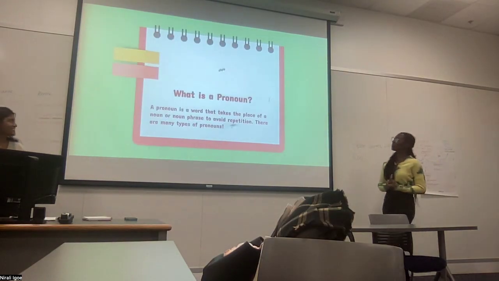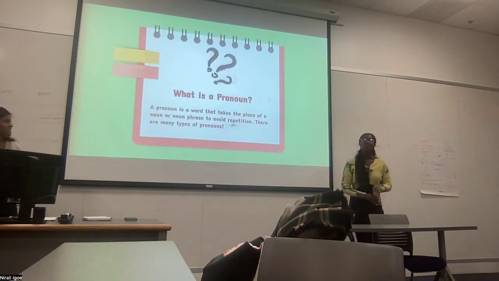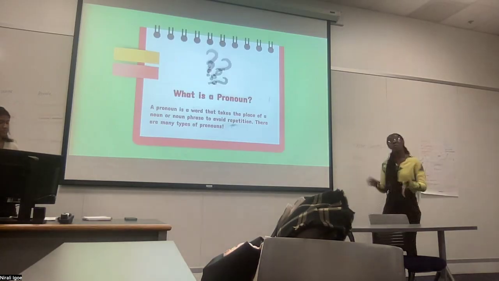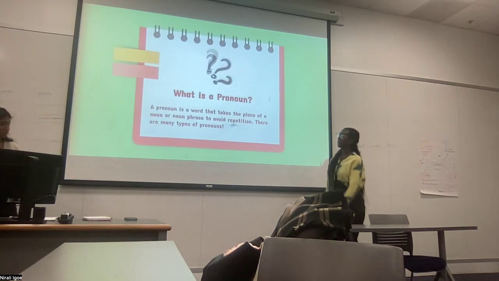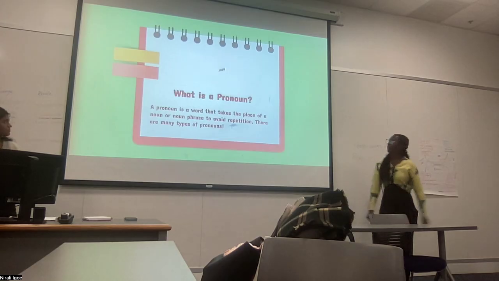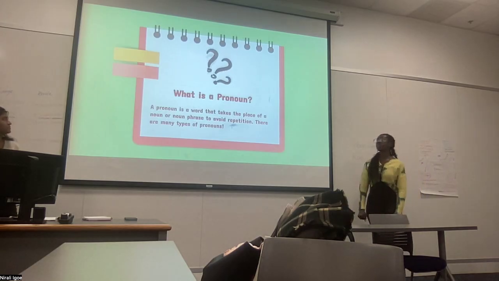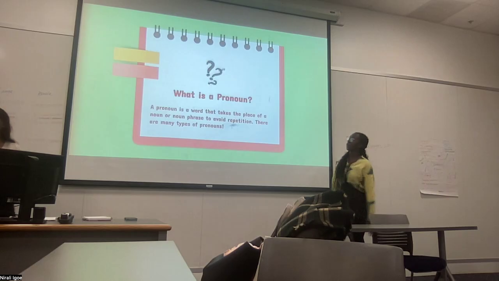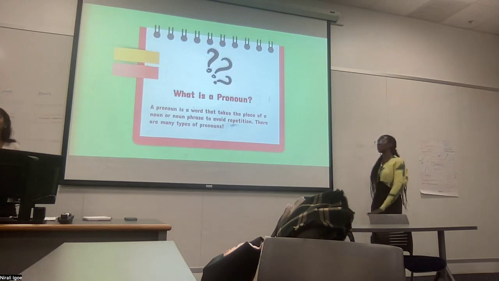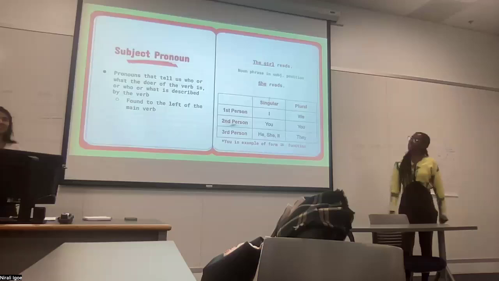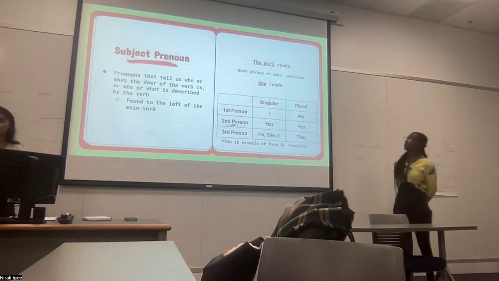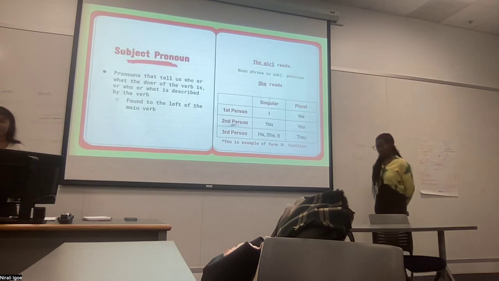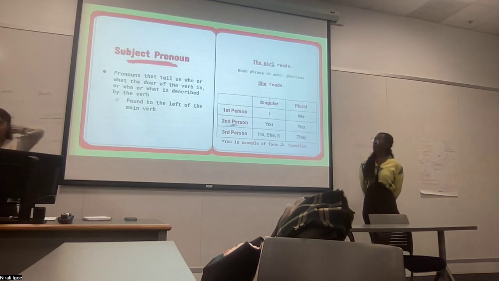So now that we learned about determiners, how to identify a noun and the different types of nouns and what a noun exactly is, what about pronouns? A pronoun is a word that takes the place of a noun or noun phrase to avoid repetition. There are many types of pronouns, with the first type being subject pronouns. A subject pronoun tells us who or what the doer of the verb is, okay? Or who or what is being described by the verb.